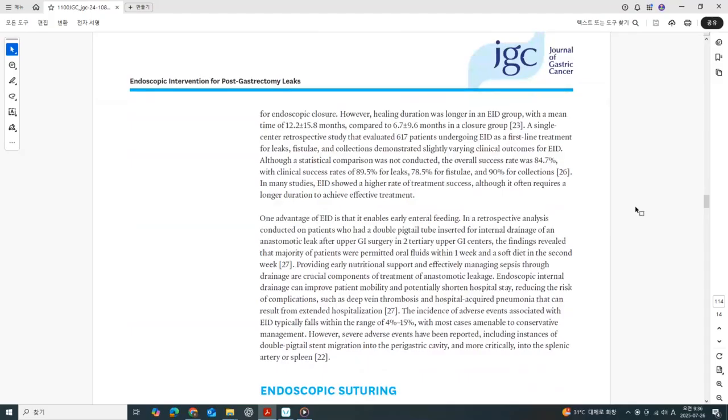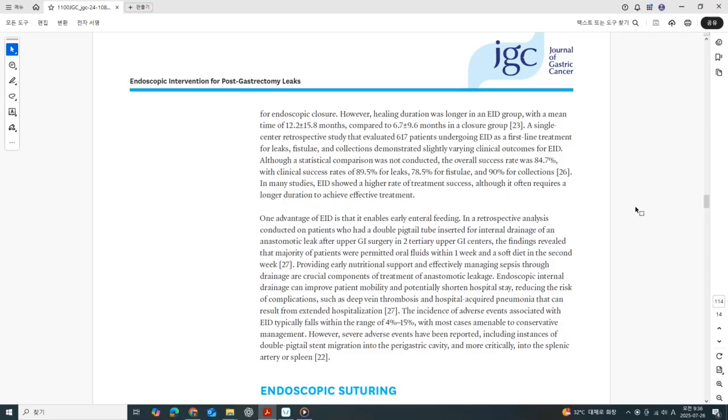Any major risks with EID? Overall, adverse events are relatively low, maybe 4–15%. And usually manageable. But there have been rare reports of severe complications, like the pigtail drain migrating into the spleen, or a major blood vessel like the splenic artery. So while generally safe, vigilance is needed.